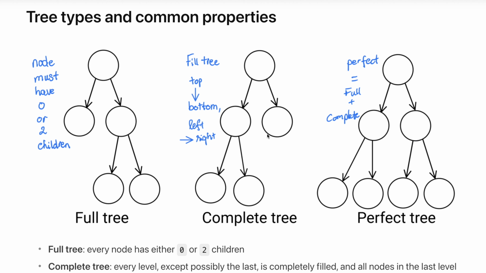For a complete tree, every level except possibly the last level, the nodes in those levels are completely filled with child nodes. An easy way to remember the complete tree is you fill the tree top to bottom and left to right. And lastly, we have a perfect tree. A perfect tree is a tree that is full and complete at the same time. All nodes and all levels are filled.